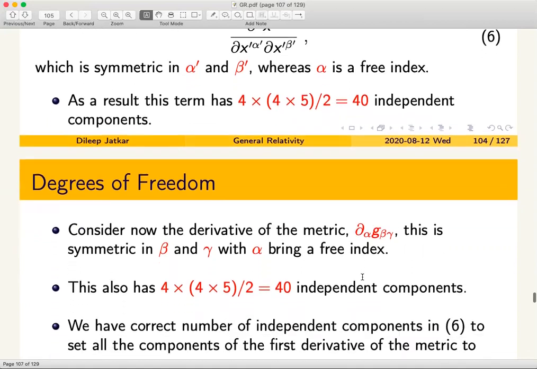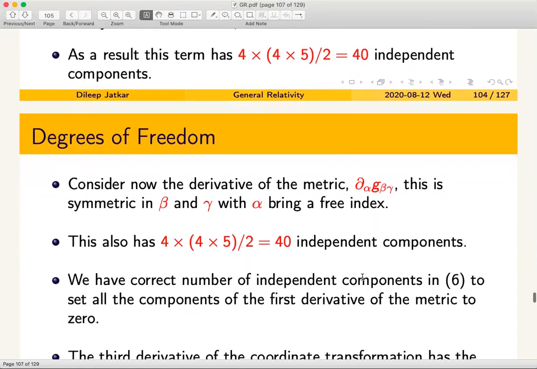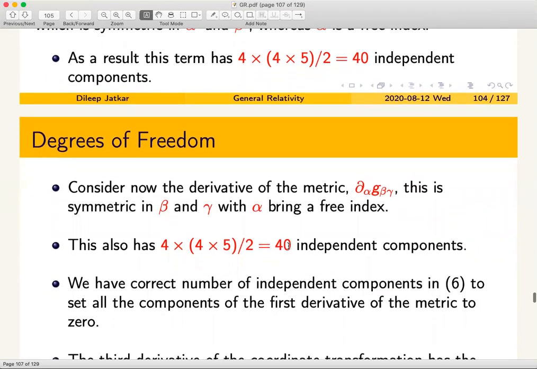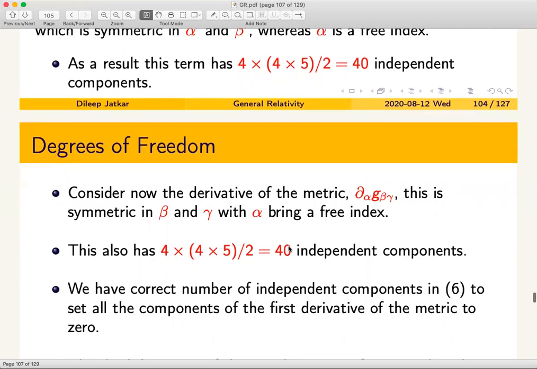Okay, fine. So notice that we have the correct number of components coming from coordinate transformation to set all these 40 components to specific values. In particular, we could choose to set all of them to 0. Now, this is in some sense nothing new, because we have already learned that the first derivative of the metric is not a tensor, and therefore you can always choose a coordinate system in which this non-tensor quantity can be set to 0.